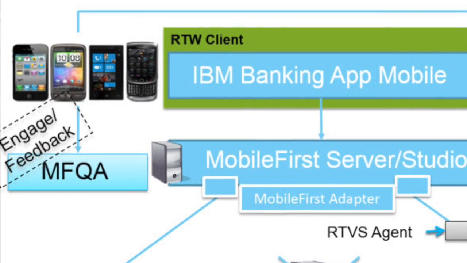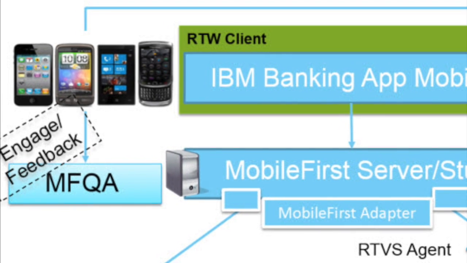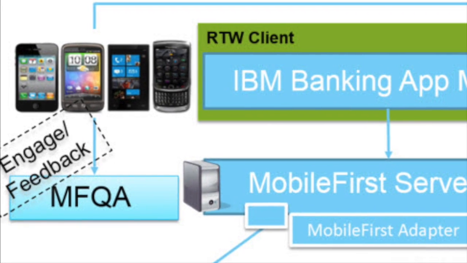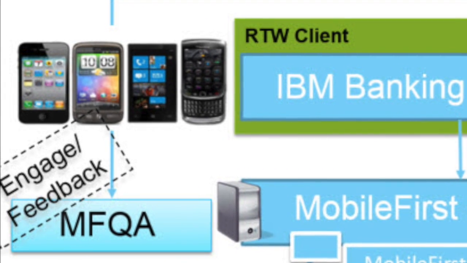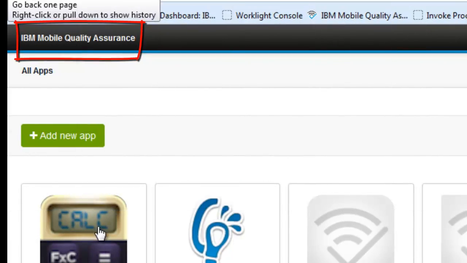Integrated with the Rational Quality Manager, you are informed which bugs and crashes were found with the mobile-first quality assurance. With the mobile quality assurance, you can engage feedback in an early stage for your mobile applications.